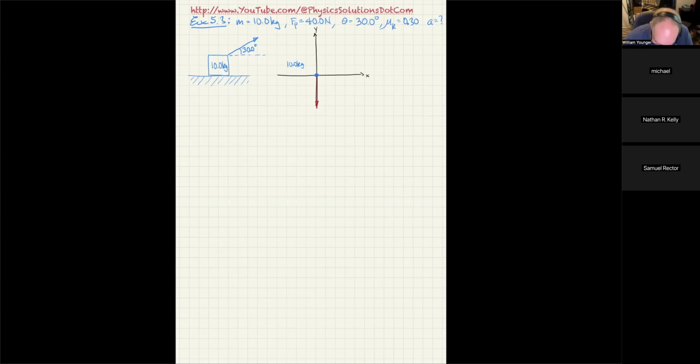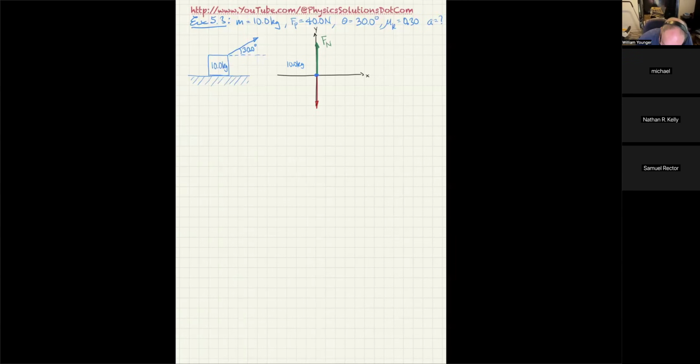The other object that's touching this box, of course, is the floor. And that floor is creating a vertical normal force in the positive y direction. So that's what this force is right here, and that's F normal.